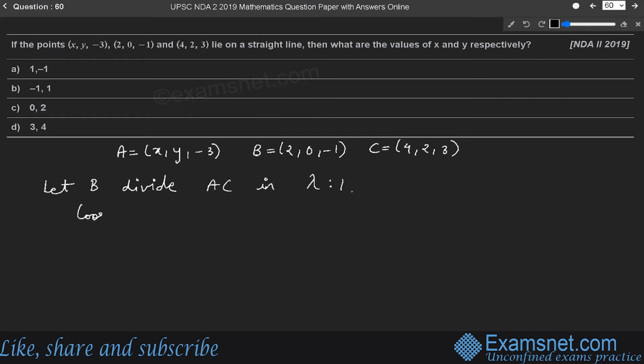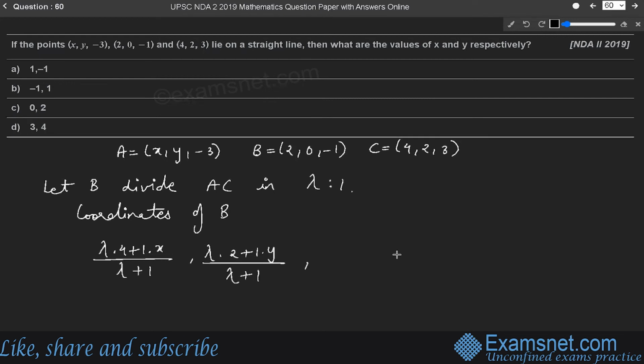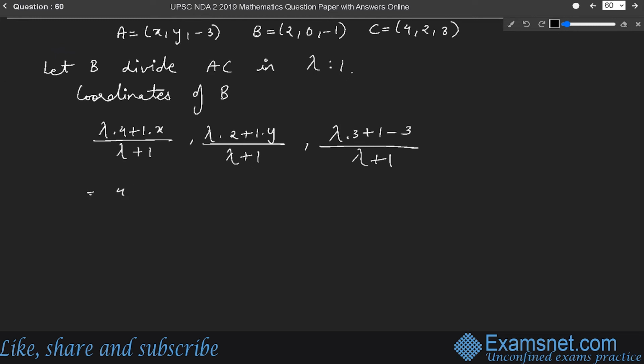Therefore, the coordinates of B will be lambda into 4 plus 1 into x divided by lambda plus 1, lambda into 2 plus 1 into y divided by lambda plus 1, and lambda into 3 plus 1 into minus 3 divided by lambda plus 1. So it will be equal to 4 lambda plus x divided by lambda plus 1, 2 lambda plus y divided by lambda plus 1, and 3 lambda minus 3 divided by lambda plus 1. But the coordinates of B are given, which is 2 comma 0 comma minus 1.